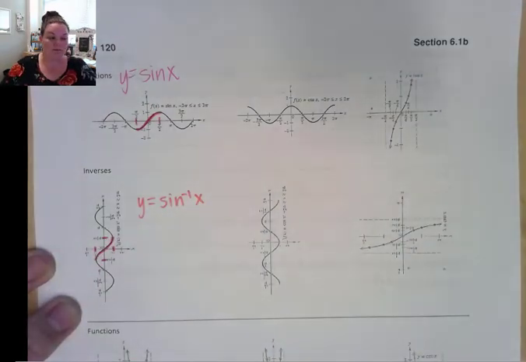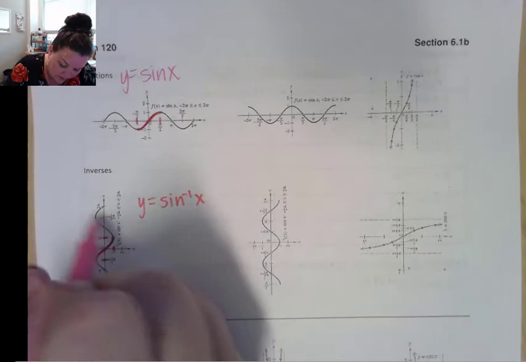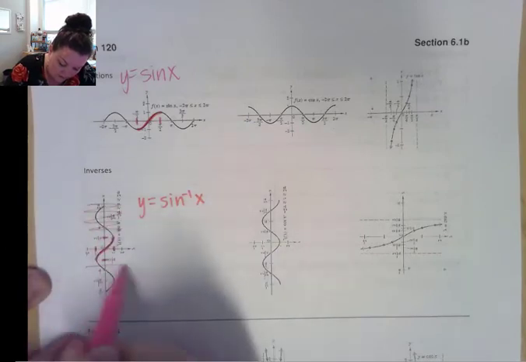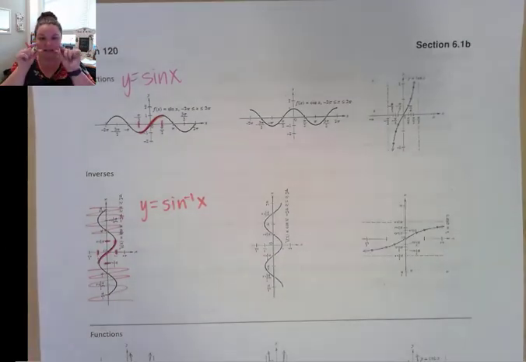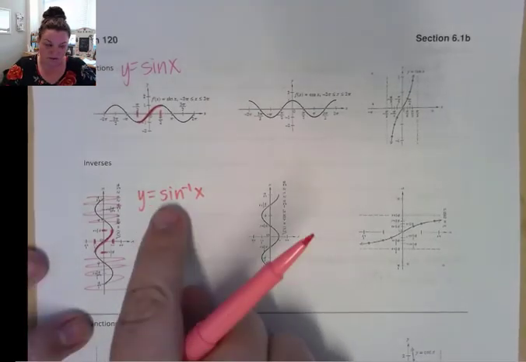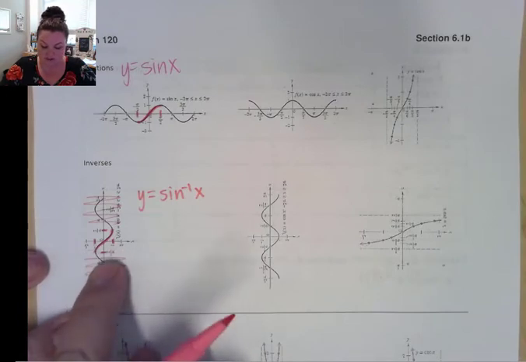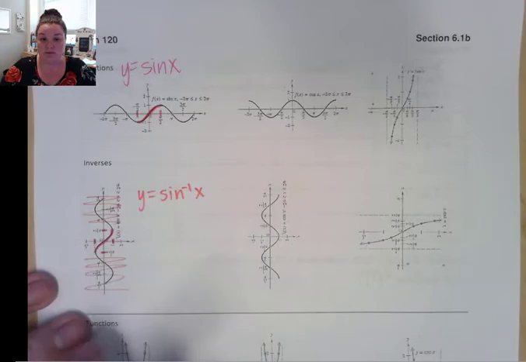Now remember, when we're inverting these, we don't want repeating values. So it's not necessary to use the rest of the function. We don't need all this up here, we don't need all this down here, right? We just need that little piece that covers everything we need. Okay, so when we look at sine inverse, we can see that our domain is from negative 1 to 1, and our range is from negative pi over 2 up to pi over 2.